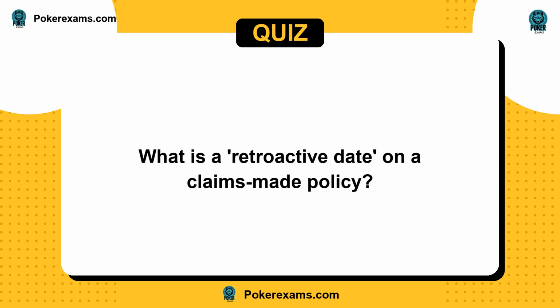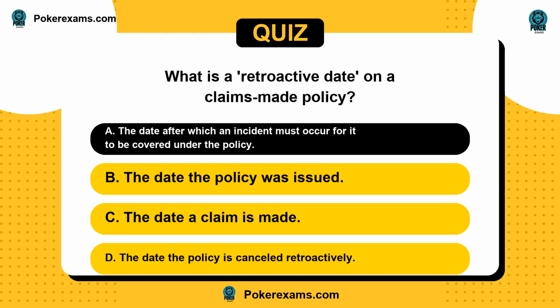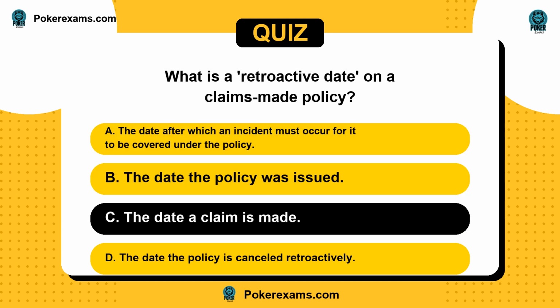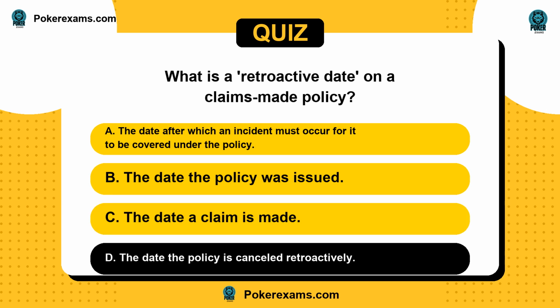Next question. What is a retroactive date on a claims-made policy? Is it A, the date after which an incident must occur for it to be covered under the policy? Or B, the date the policy was issued? C, the date a claim is made? Or D, the date the policy is canceled retroactively?